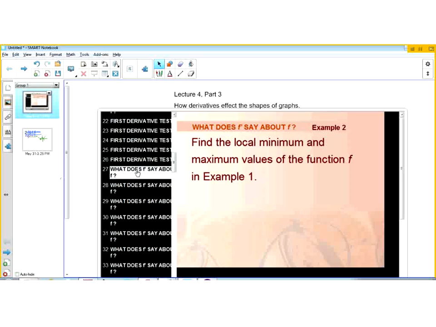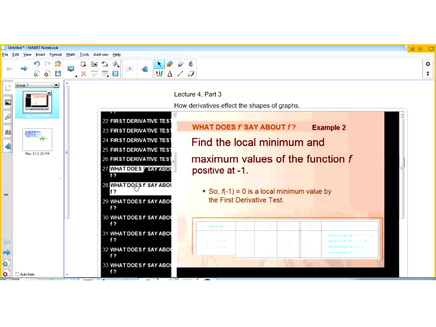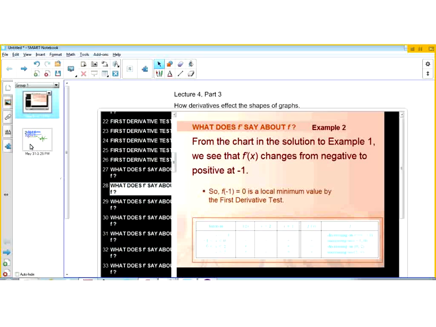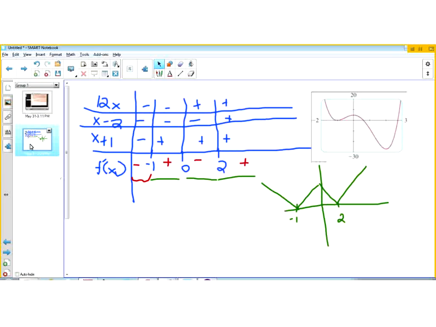Okay, so example: find the local minimum and maximum values of f in example 1. So I'm on slide 28. Let's go back here. Now we can use our table of signs in conjunction with the first derivative test. Here, at x equals -1, we transition from decreasing function to increasing function. So without knowing the sketch, we can say that the profile of the derivative is decreasing, increasing, at -1.